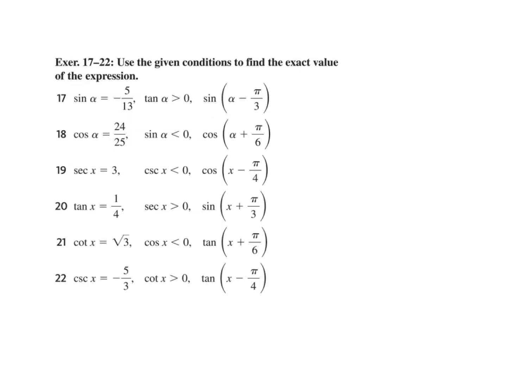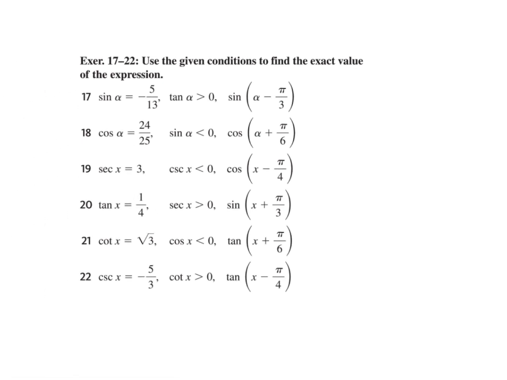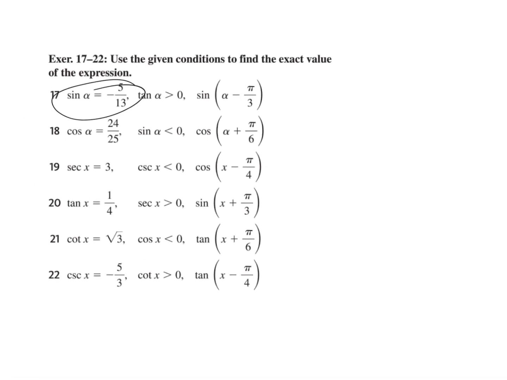Okay, so the y value is negative and the tangent's positive. That means x and y are both negative. So I'm in the third quadrant, somewhere over here. So here we have the sine of a minus to figure out certain things. So let's do our sine addition and subtraction formulas here.